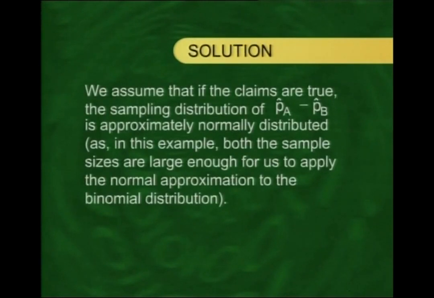In order to solve this question, we assume that if the claims are true, then the sampling distribution of P hat A minus P hat B is approximately normally distributed. We do so because both sample sizes are large enough for us to apply the normal approximation to the binomial distribution. All right, if we have assumed that our sampling distribution is approximately normally distributed, then once again we have the same situation as before. We will have to convert our variable P1 hat minus P2 hat into Z, and then only can we find any area that we want to find.